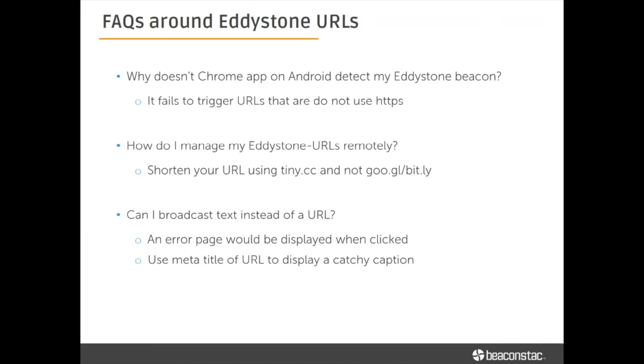Now the next question is, can I broadcast text instead of a URL? I guess it makes sense for business owners who think that a URL wouldn't be appealing to a customer and they'd rather type in some text, like a very catchy caption. But like I said before, the way an Eddystone URL works is that it has to start with HTTPS, so you can only type in text after that. If your customer clicks on that, it'll just lead them to an error page, which is very bad in terms of the beacon experience. If you're looking to grab the attention of the user, you can use the meta title of the URL to type in a catchy caption, and that would serve the same purpose.